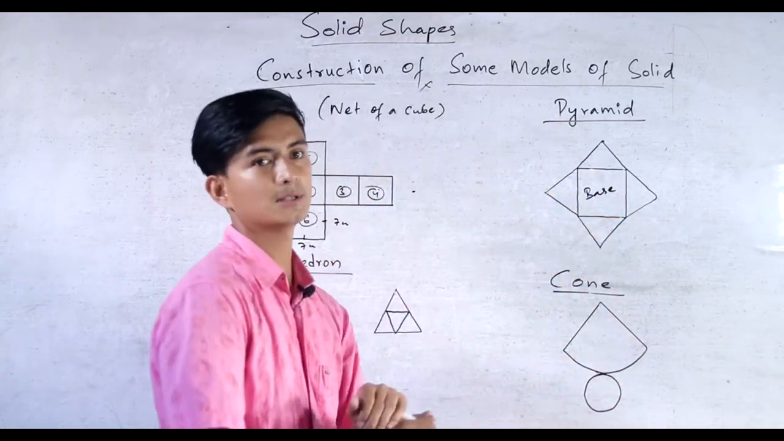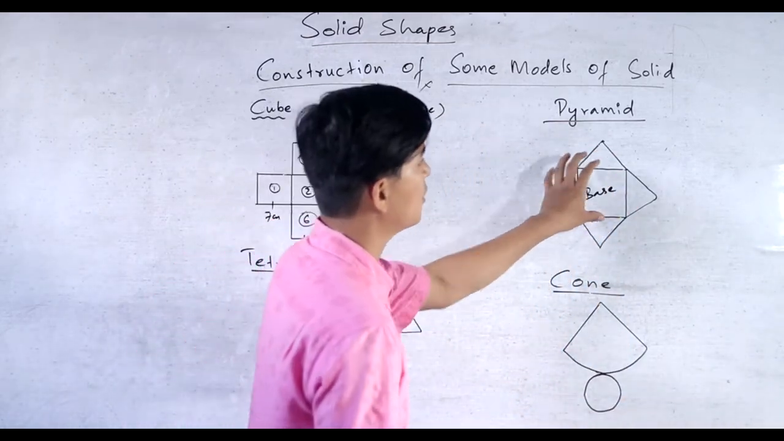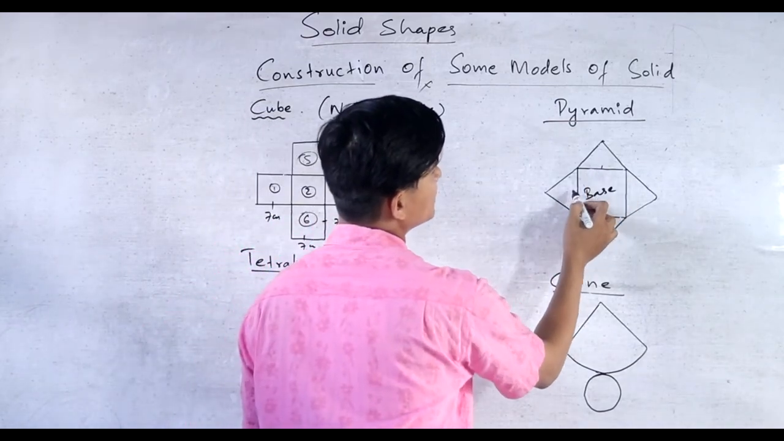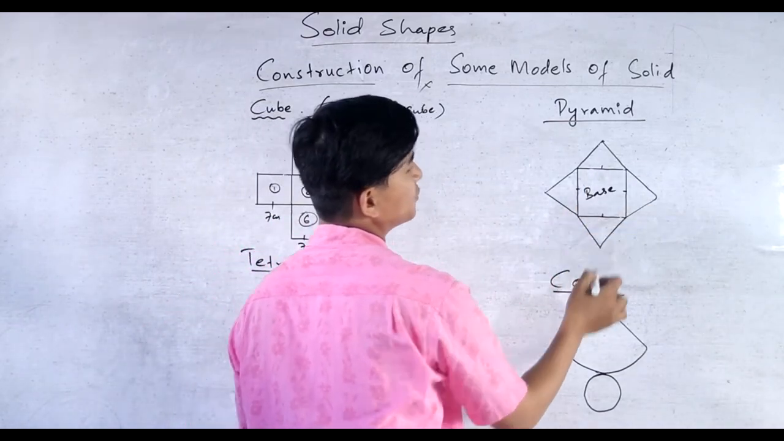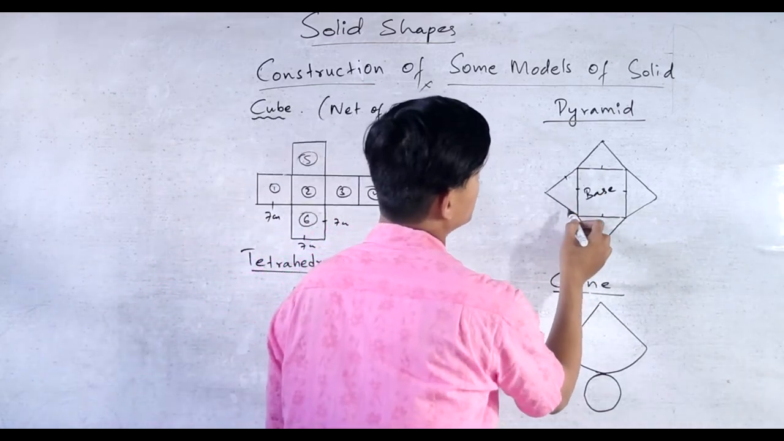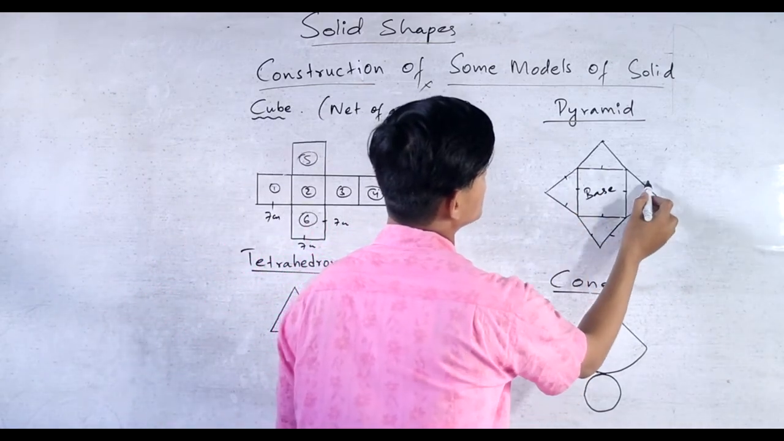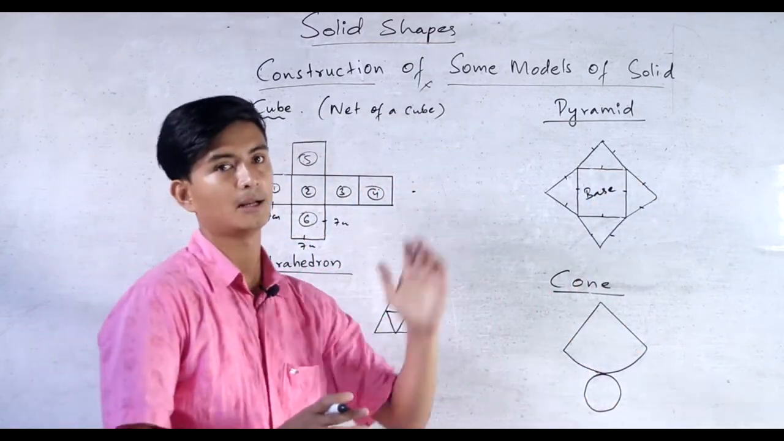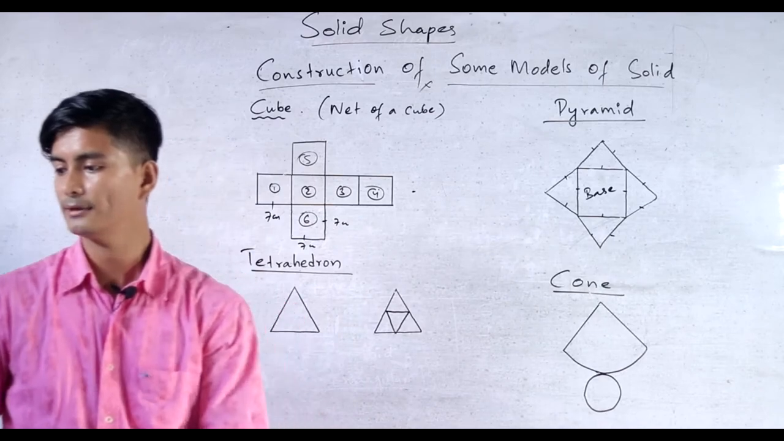You have square base ma cha, isko pin ke huncha, all side equal huna paryo. Suppose you are taking here 8 cm, then this all side should be 8 cm only. So isko yo triangular pani ke huna paryo, equal huna paryo, equilateral triangle huna paryo pani, then only you will get a perfect pyramid. Okay, so I have an example as well.